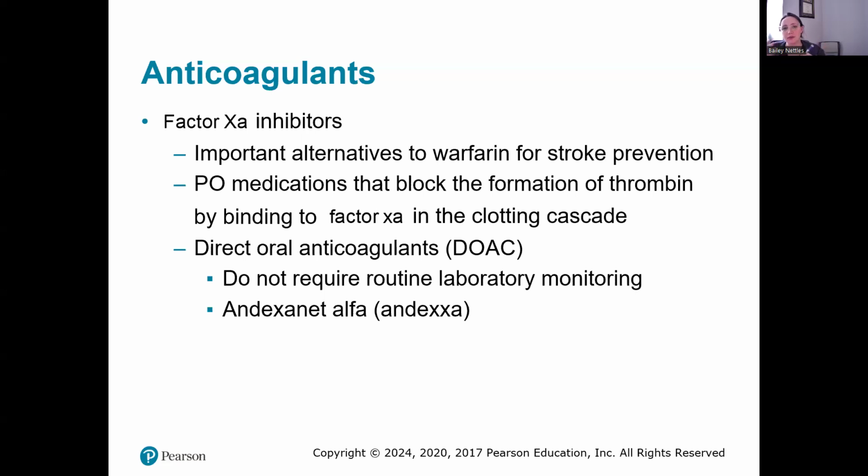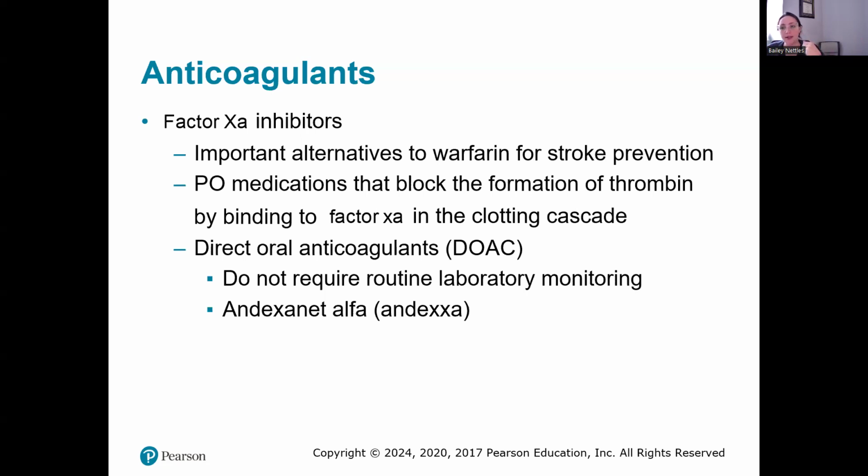So this is just another blood thinner. Okay, it works on factor 10. So like the other one worked on vitamin K, one worked on antithrombin, this one works on factor 10, which is a part of your clotting cascade. Okay, so it's an important alternative to warfarin for stroke prevention.